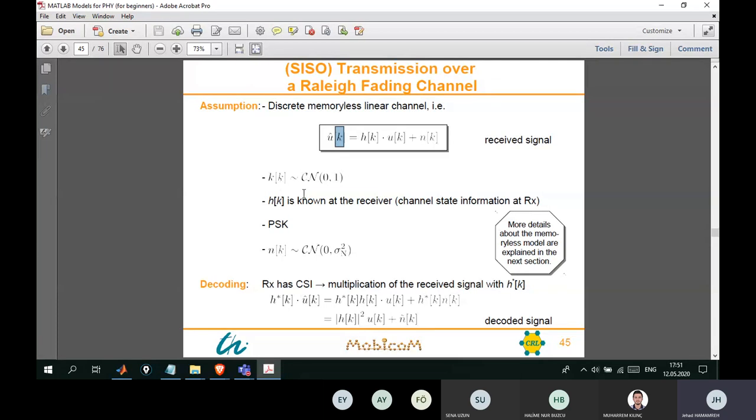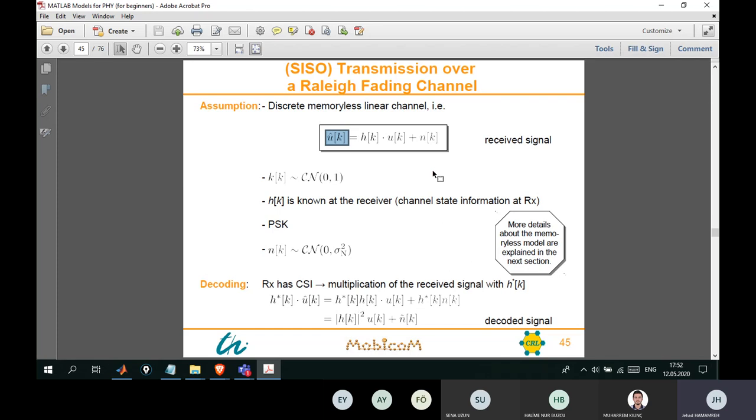H of K is drawn from a normal complex Gaussian distribution. The data can be uniformly distributed, and the noise is also normal Gaussian distributed with zero mean and variance sigma squared n. The receiver has the channel state information. What's the job of the receiver? The transmitter sends this data, and the data gets affected by the channel and noise. The job of the receiver is to detect U of K from the noisy version of the received signal. To do that, you need to perform a process called equalization.